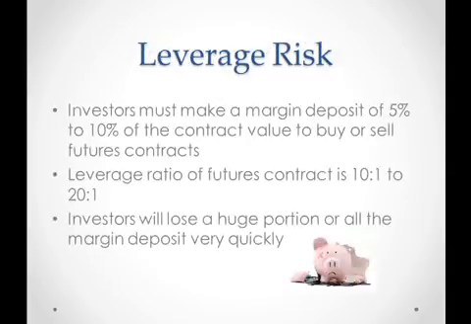Lastly, investors make a margin deposit of 5 to 10% of the contract value to buy or sell futures contracts. The leverage ratio of futures contracts is 10 to 1 to 20 to 1, and if the investor picks the wrong contract, the investor will lose a huge proportion of or all of the margin deposit very quickly. Investors must be able to monitor the price of the futures and make it necessary to move to limit their losses.